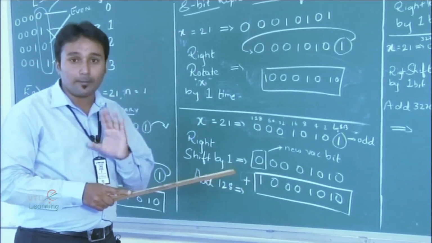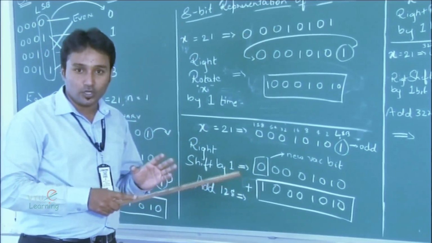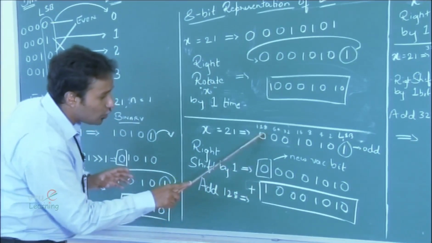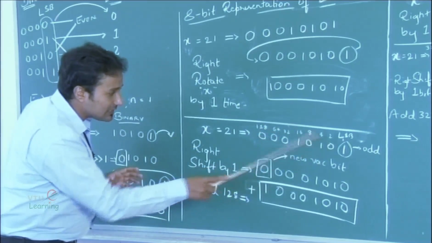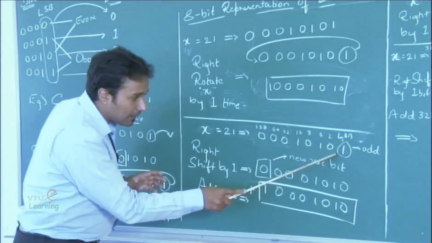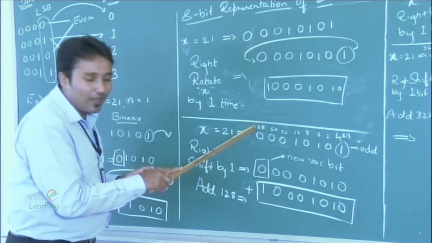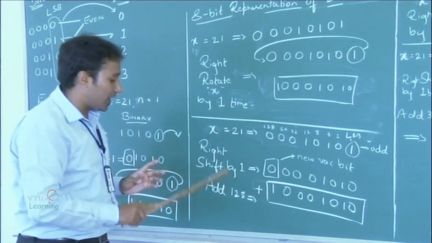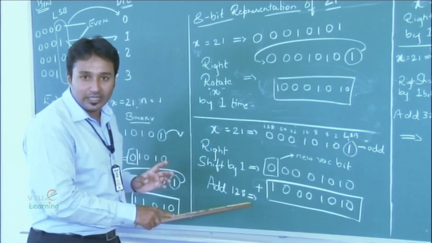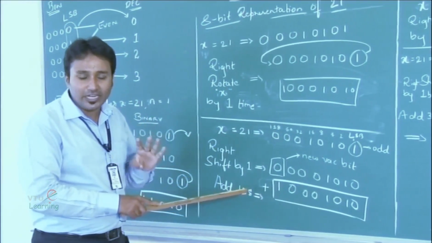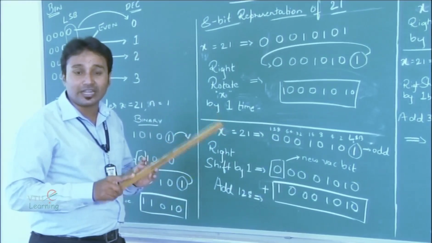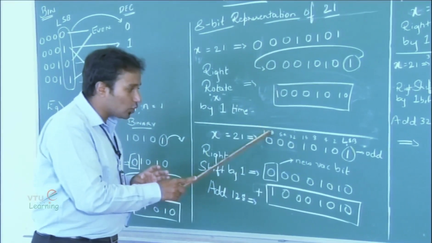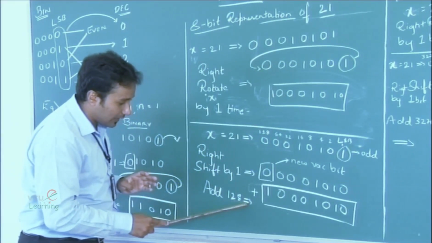But we have not completed the right rotation. To complete the right rotation, we need to add the value of MSB. Since we have 8 bits, we have to add the value of 2 to the power of 7. The 2 to the power of 7 value is 128. If we have 4 bits, we need to add 2 to the power of 3, that is 8. Since we have 8 bits, we need to add 2 to the power of 7, that is 128.